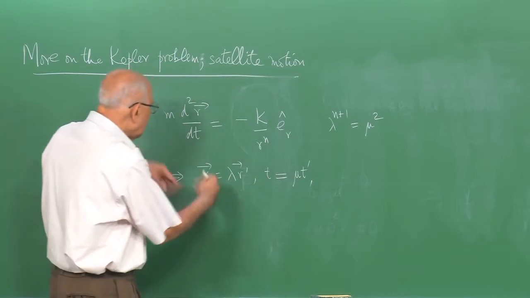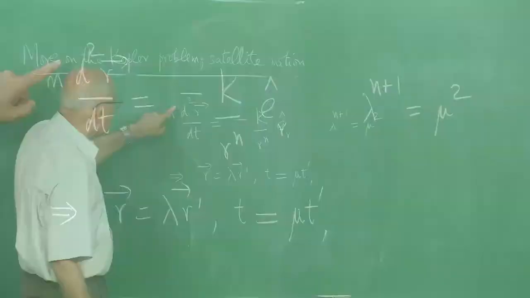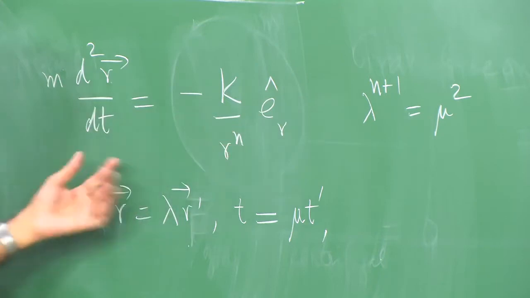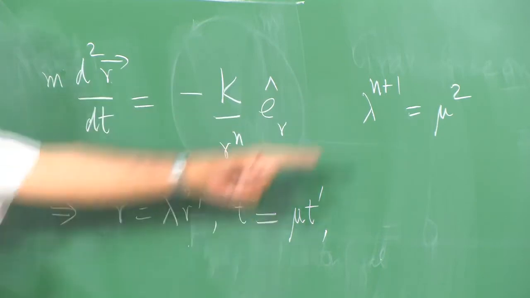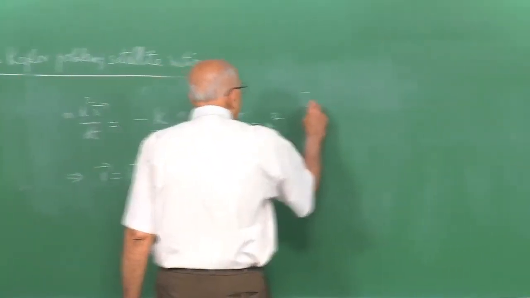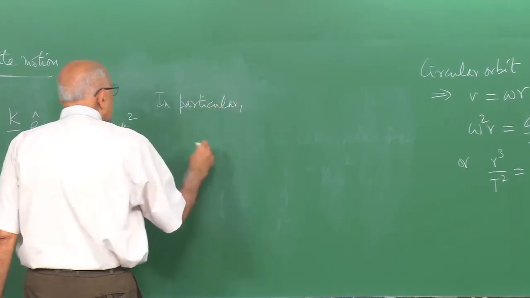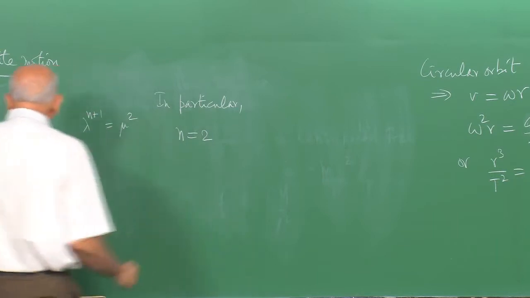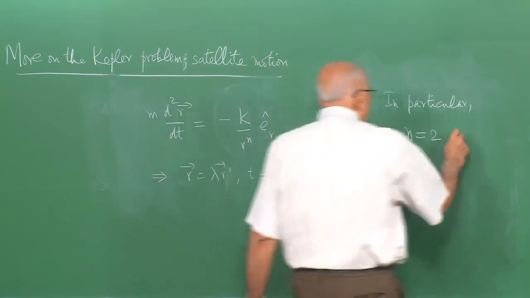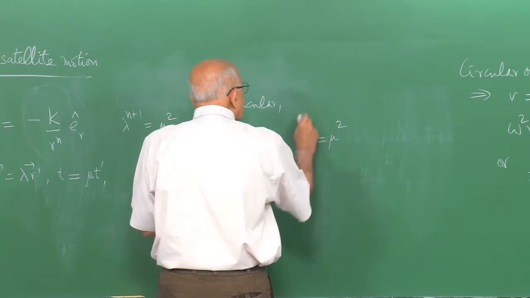This came by substituting for r and t in terms of r prime and t prime on both sides, and recognizing that a factor lambda is going to come out from here and lambda to the n here, so the two add up to give you this, and mu squared comes in the denominator here, and you get this condition here. In particular, and these are the two important cases, n equal to 2, that is the Kepler problem, inverse square law of force, will imply that lambda cubed equals mu squared. This is Kepler's third law.